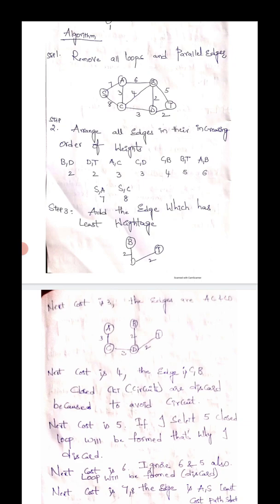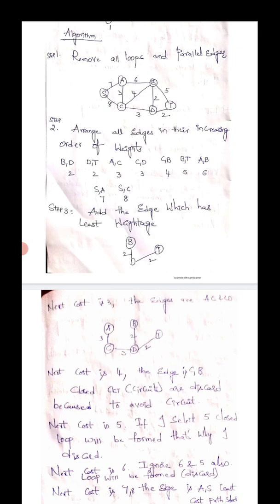Looking at the increasing order of weights, first BD has weight 2, then DT 2, AC 3, and CD, look at this, CD edge weight is also 3, then CB 4, BT 5, AB 6, SA 7, SC 8.